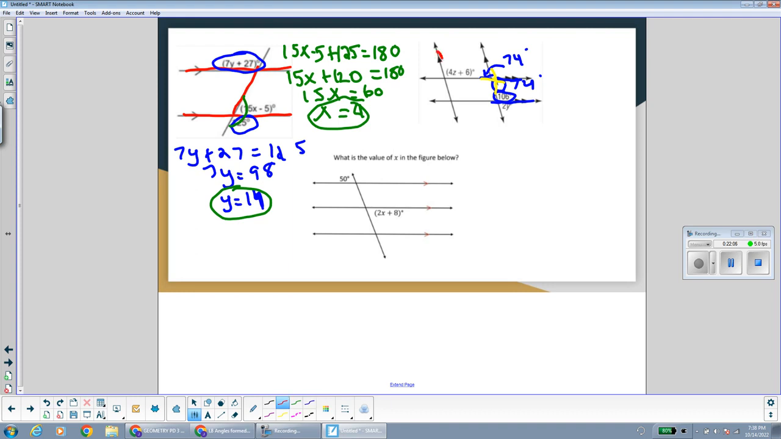And if I take a look here, this angle and the 74-degree angle are same side interior angles. They're inside the parallel lines, both on the same side of the transversal. So I know that they're supplementary. So I could make the equation 4z plus 6 plus the 74-degree angle equals 180 degrees. Combining my like terms, 4z plus 80 equals 180. Subtracting 80 on both sides, 4z is equal to 100. And dividing by 4 on both sides, z is equal to 25.